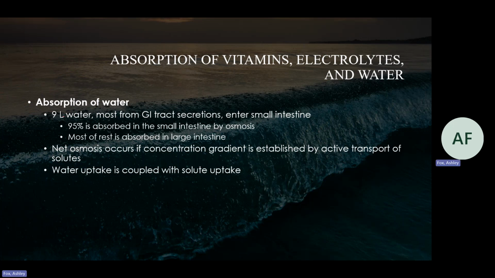Looking at the absorption of water, 9 liters of water is actually added to the small intestine when digestion and absorption is occurring. Most is going to be from various secretions, and about 95% of that is reabsorbed back by osmosis. Again, osmosis is high concentration to low concentration. It's just the diffusion of liquid. So most of it is going to be absorbed that way, and the rest is going to happen in the large intestine.